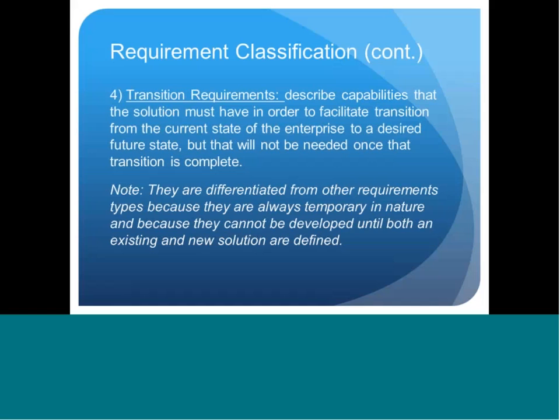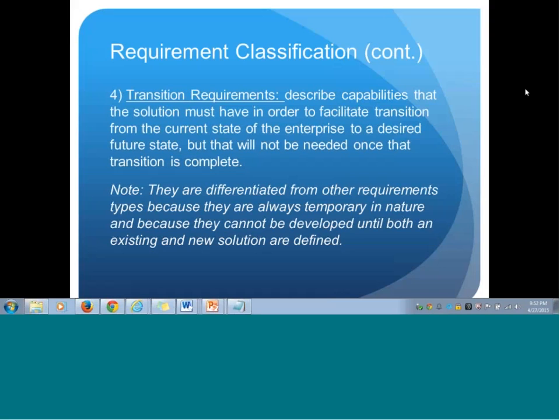I'm trying to do a transition from step A to step B. Whatever I need in the middle from step A to step B, that is the transition requirement. Once the transition is complete, I don't need that part. So these are a different type of requirement, because they are always temporary in nature, because they cannot be developed until both existing and new systems are defined. Let me give you a very simple example of the system.